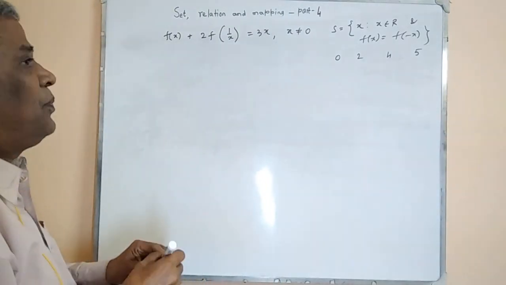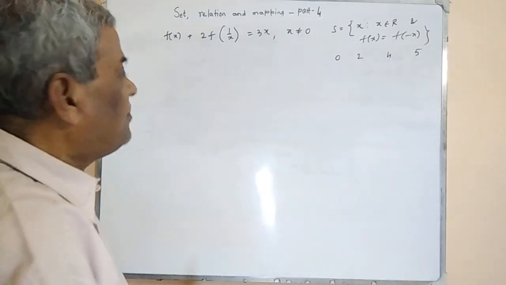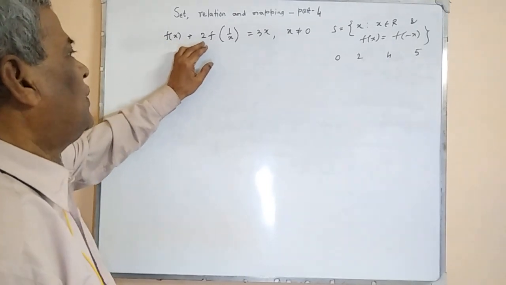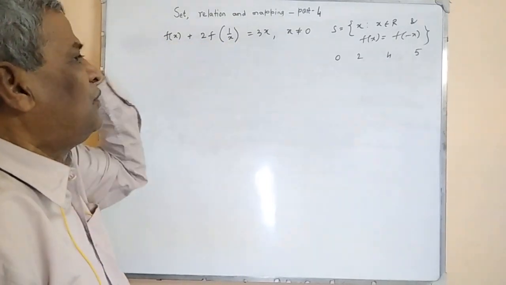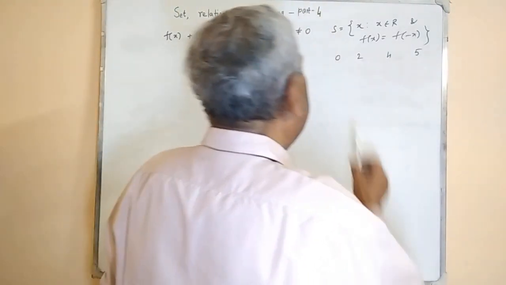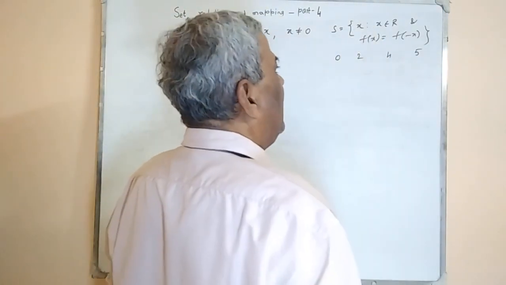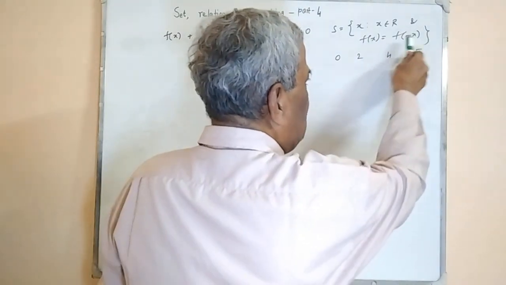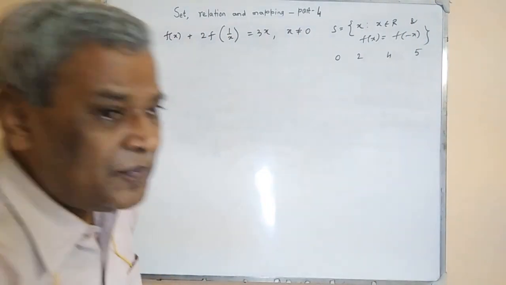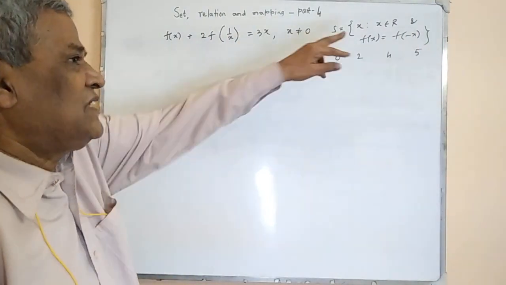Let us see the problem properly. f(x) is a function such that f(x) plus 2 times f of 1 by x is equal to 3x, x non-zero. And S is a set of x. What is x? X is real, and it is such that f(x) is equal to f of minus x. Then the question is, how many points are there in the set S satisfying all this?